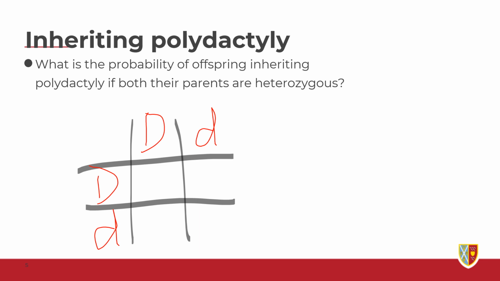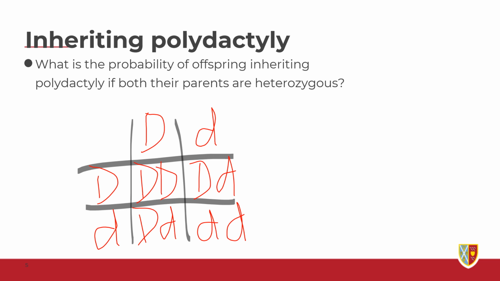Okay, so what we're looking at here, we should have one box that's got two capital D's in it. We should have two boxes that have a capital D but also a lowercase d, and then we should have one box in the bottom corner that has just lowercase d's. So what we can see is three of these babies have inherited a capital D.